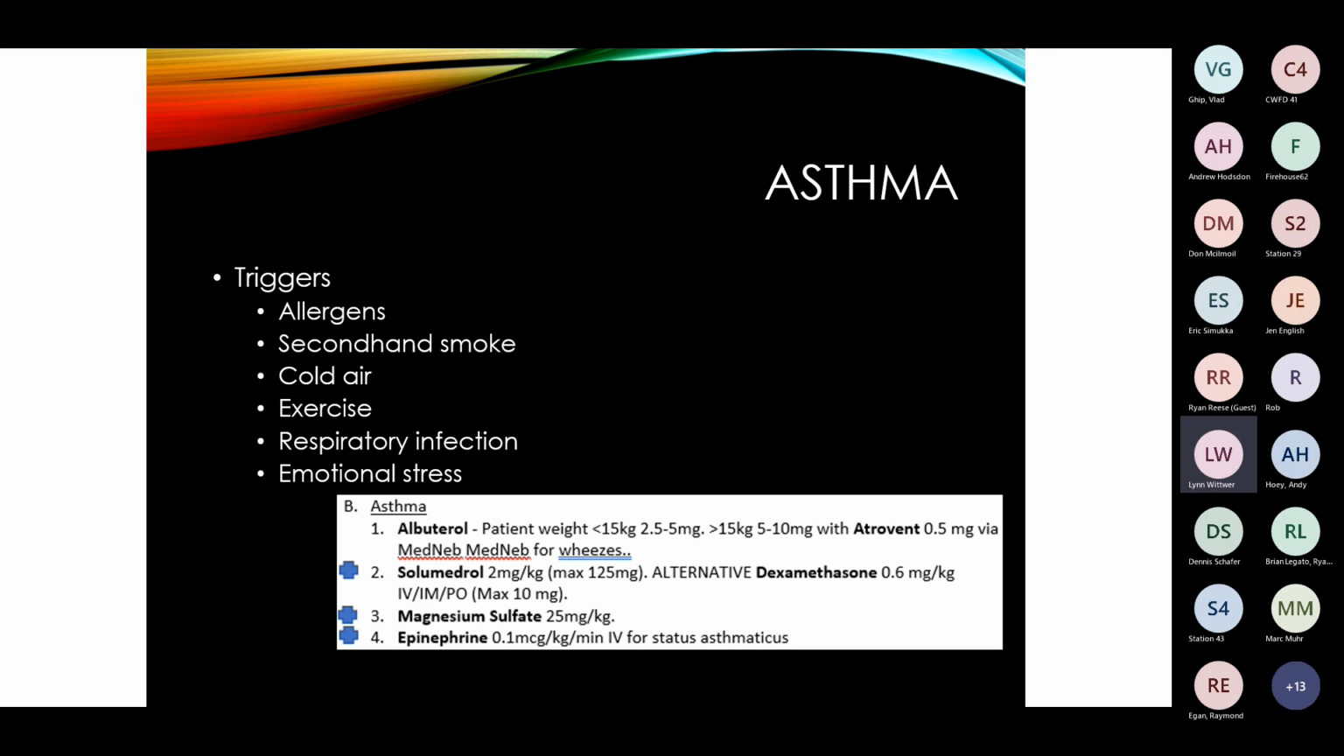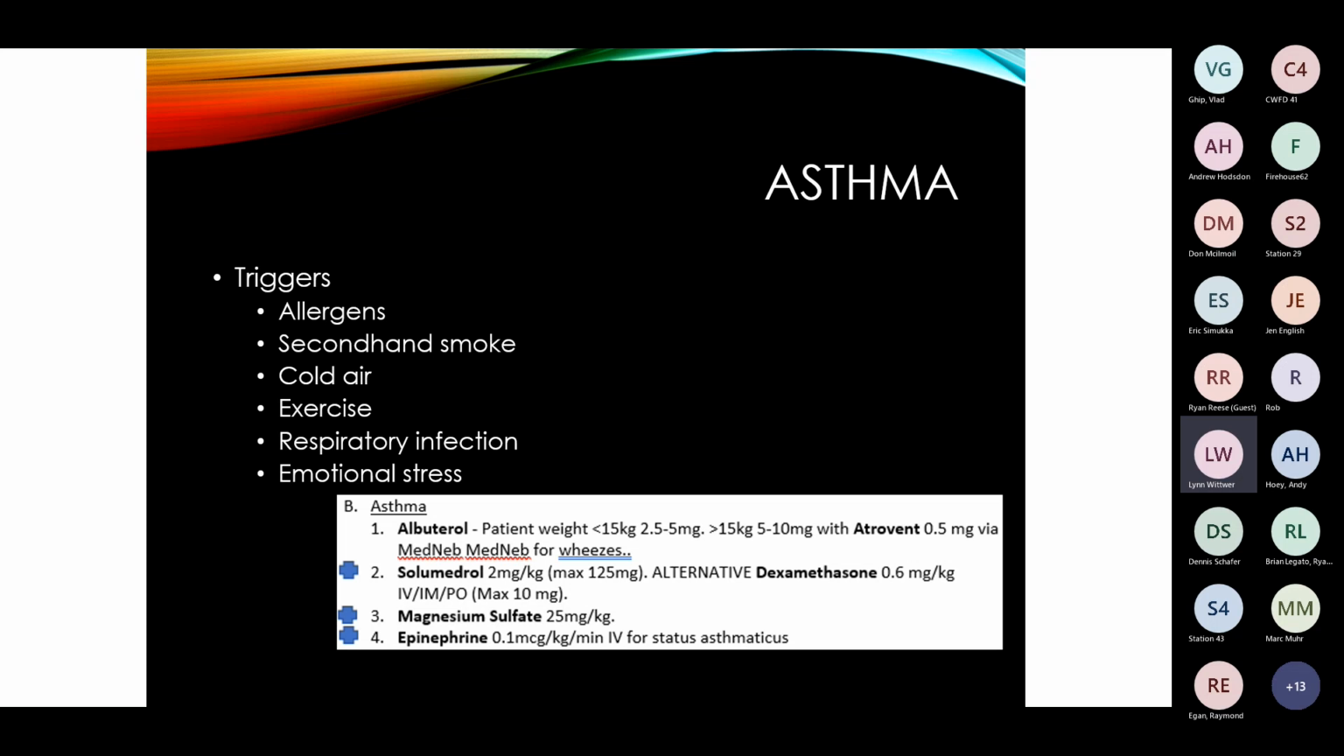Cold air can trigger asthma. Exercise. I used to have exercise-induced asthma for about 40 years, and then it went away magically. Respiratory infection can trigger the asthma response, and emotional stress can, if you have a well-established asthmatic, particularly what makes it difficult in children, particularly teenagers.